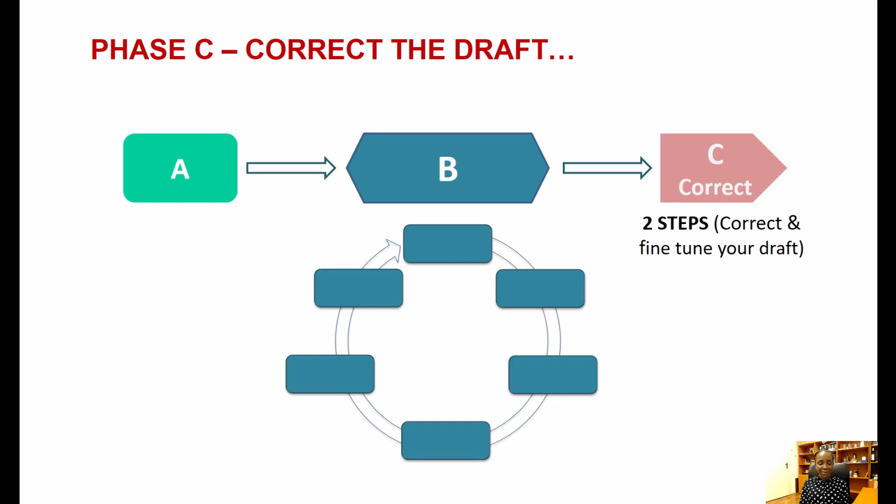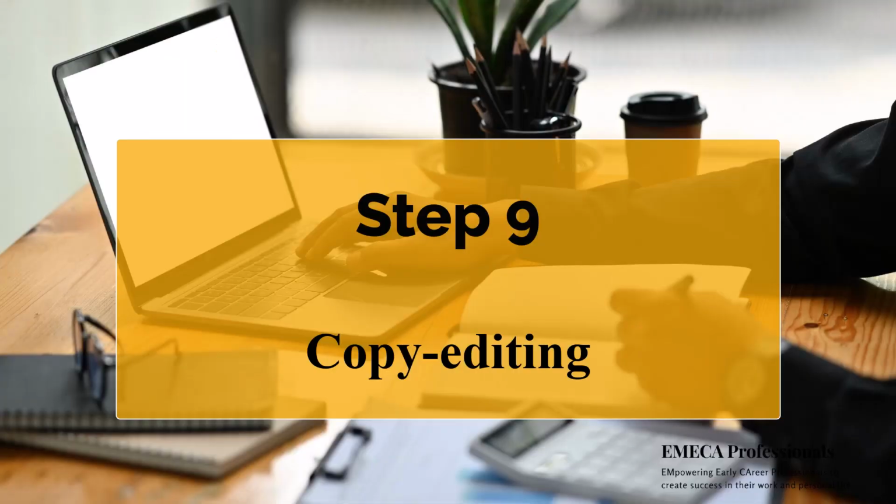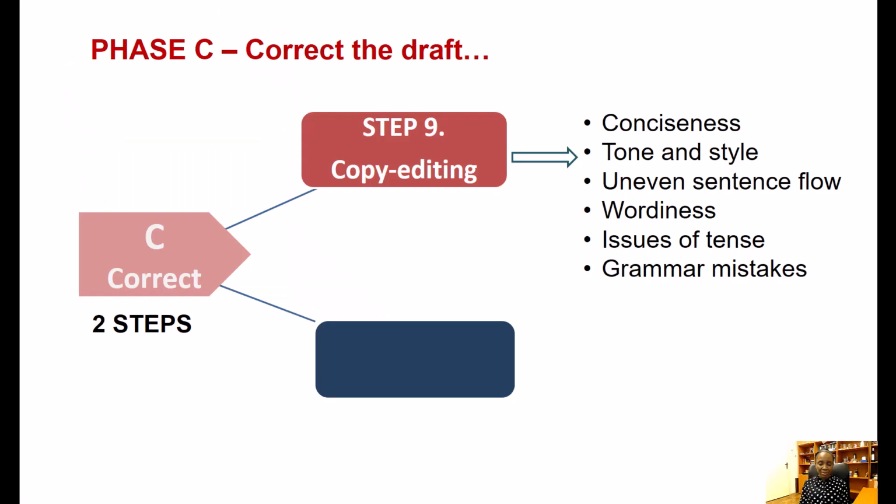So right now we've finished with the writing phase and we are moving to the C phase, which is correct. The C phase is where you fine tune your draft and try to make it into the publishable version, which will be sent out. And so this phase also consists of two steps. The first step is the copy editing, and under the copy editing, you are trying to check your drafts and try to correct mistakes and make it more concise.